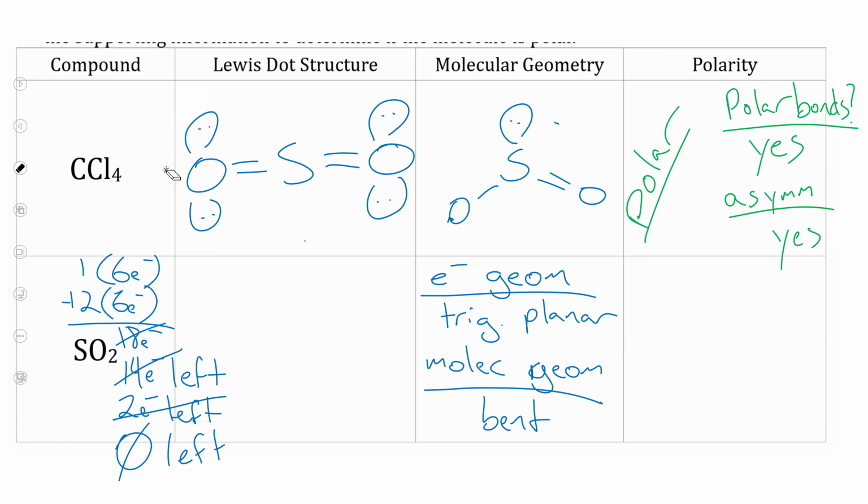If you got your Lewis dot structure wrong, but then your molecular geometry was correct compared to what you drew, I can give you full credit for your molecular geometry. Right? If this is your Lewis dot structure, but then you draw this for your molecular geometry, I have to mark you down twice. Because not only did you get your Lewis dot structure wrong, you also drew your molecular geometry wrong compared to what you had to work with. Right? So it's more important to be consistent with your own answers than it is to get it right.